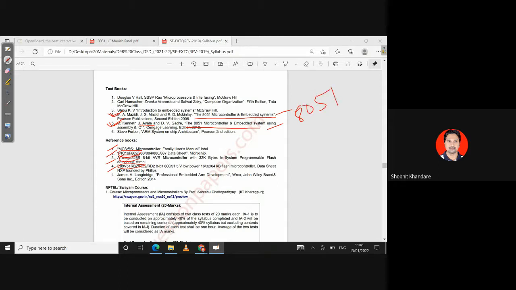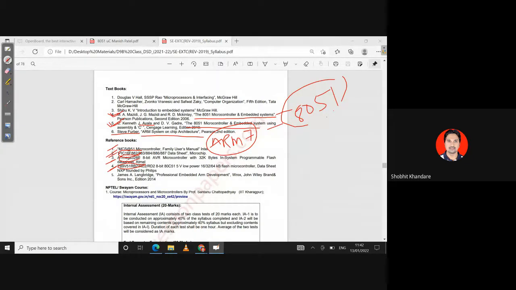So your ARM7 will be covered in Steve Furber. The name of the book is ARM System on Chip Architecture. The author's name is Steve Furber. So this will cover your ARM7. Okay, so 8051 is covered in these 2 books, ARM7 is covered in this book, and the last module is covered in these 3. The introduction and the microprocessor part is also covered in this particular 8051 book.